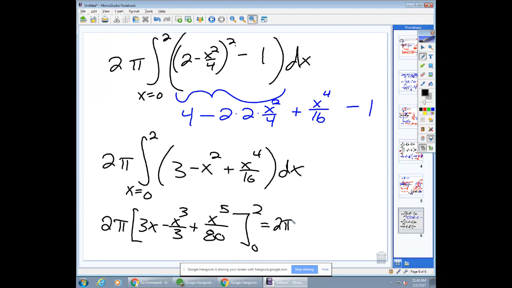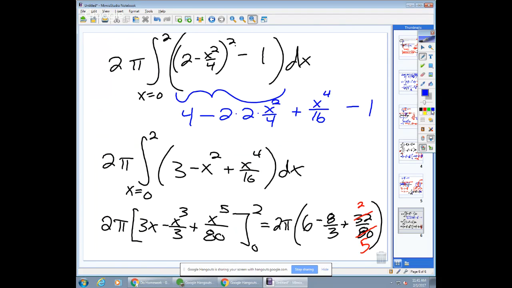So 2 pi times 3 times 2 is 6. And let's see, that's going to be 8 over 3. And then 32 over 80. Doing all right there? Reduce and find a common denominator. 8/3 does not reduce, but 32 over 80 is what, 2/5? Common denominator is 15. What's 6 times 15?